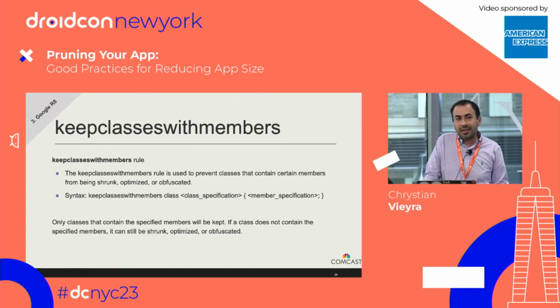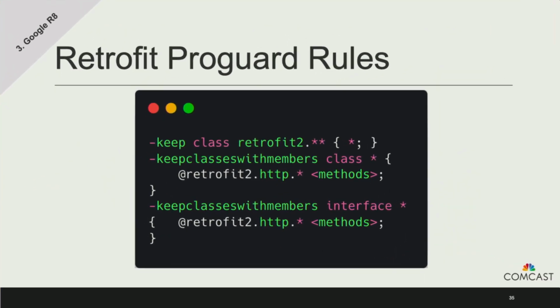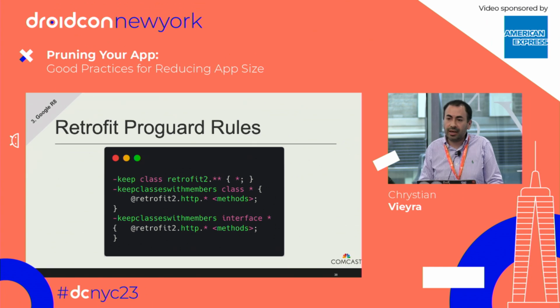You probably use R8 program rules all the time, but you don't know it, right? If you bring in a library, like what probably many of us use, Retrofit, it already includes its own program rules. And as you can see, they use what I mentioned, keep class and keep classes with members. So they do the same. Libraries often already have that created for you, so you don't have to do anything there.